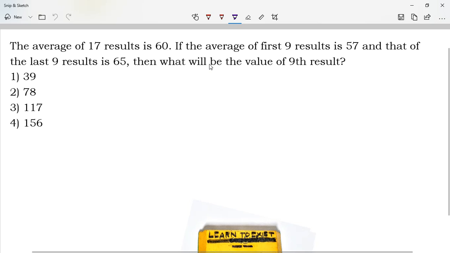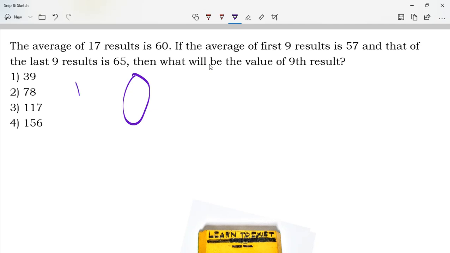Next question we have. The average of 17 results is 60. Average of first 9 is 57, and that of last 9 is 65. What is the value of the 9th result? Okay, so if I am taking the first 9 numbers and the last 9 numbers, we know there are not 18 numbers, because if I am taking the first 9 here and the last 9, there will be a common number in between them. Okay, so that is the idea.